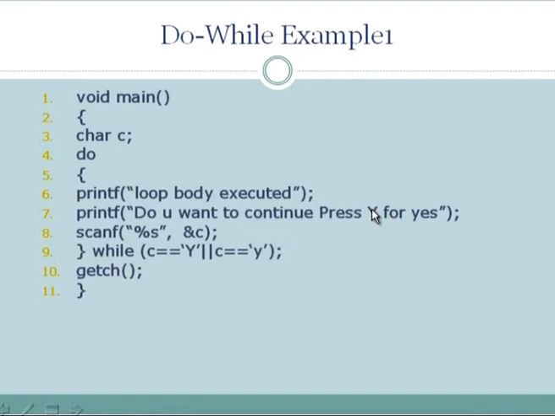Press Y. If the user presses Y, then while ch equals Y will turn out true and thus the loop body will be repeated. Again, the user will be asked, do you want to continue? Press Y. The user presses Y, the loop body will be repeated. Now let's exercise this example on the computer screen.